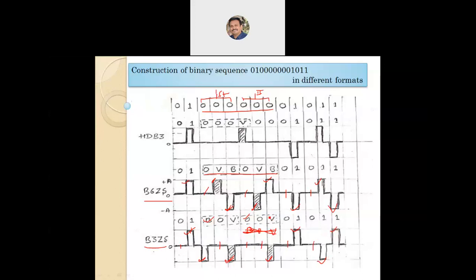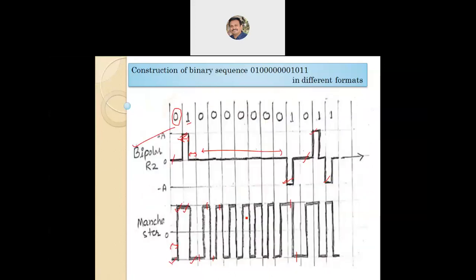So this is an example and discussion about B6ZS and B3ZS, as well as the given sequence, which is an example for the construction of HDB3 as well as Bipolar RZ and Manchester. So this is the line coding concept using different formats. So we are going to end this session. Thank you.